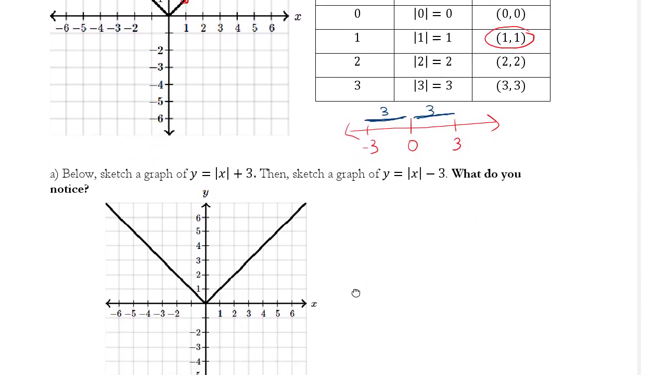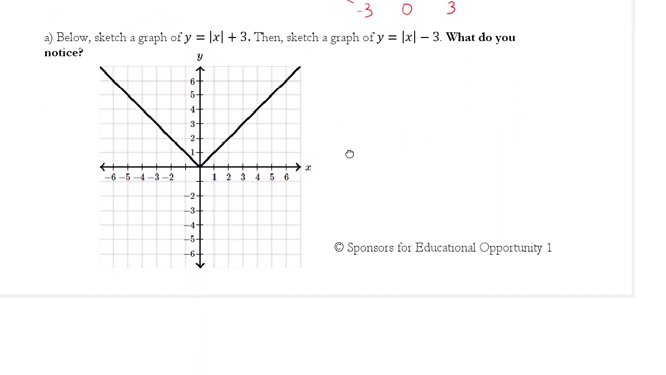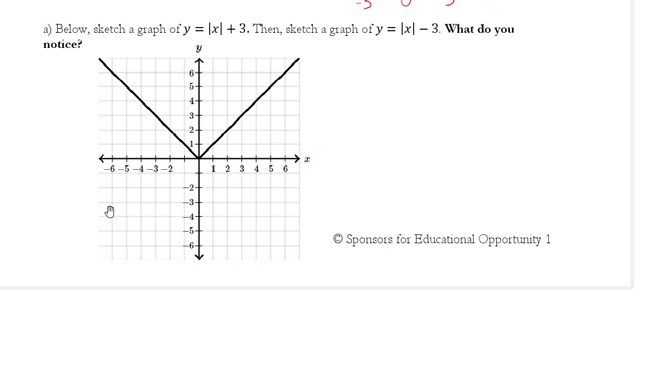We're asked to sketch a graph of y equals absolute value of x plus 3. So we're going to do that in red. And to sketch a graph of y equals absolute value of x minus 3. So we're going to do that in blue.